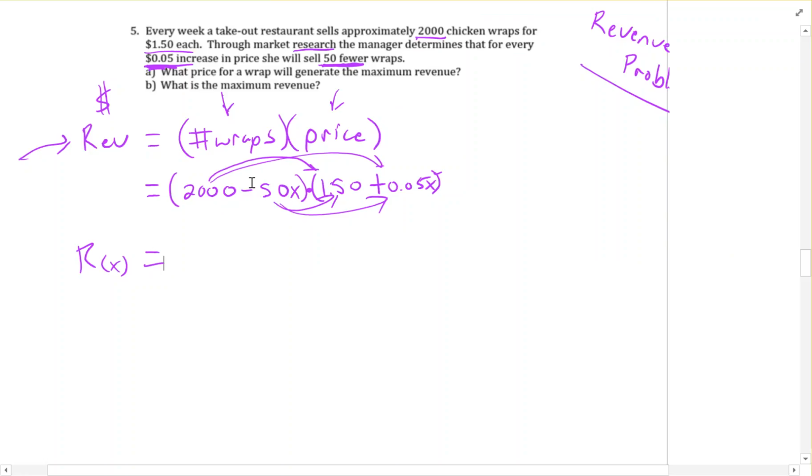We have wraps times price, right? And the wraps here are going to be like 2,000 minus, I don't know, 50 or something. So let's just think about it as being like 2,000 here. And then on this side, plus 150 plus 0.05. Let's just make this side 2. So we've got around 2,000 or 1,500 or something, but we'll say 2,000 so we get it. So 2,000 times like 2. So let's make our max like 4,000.